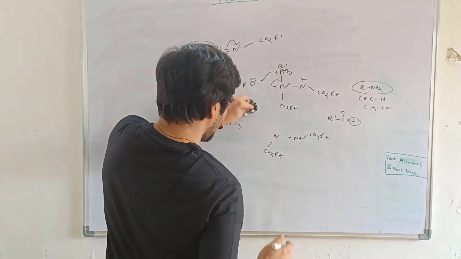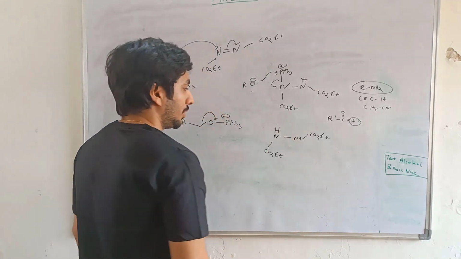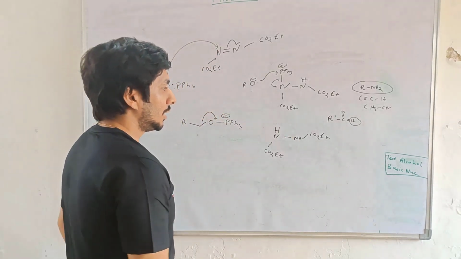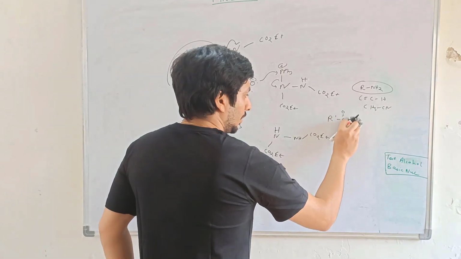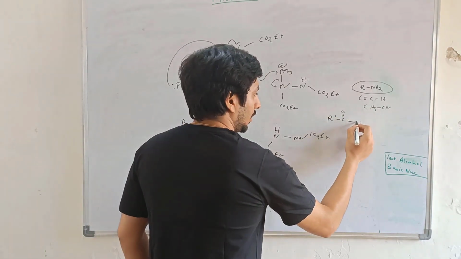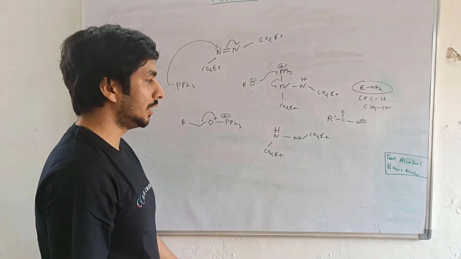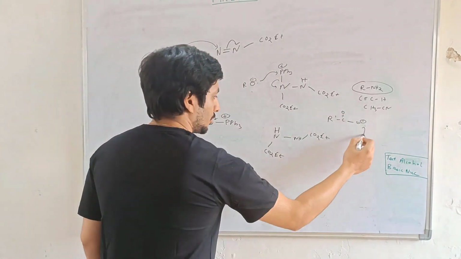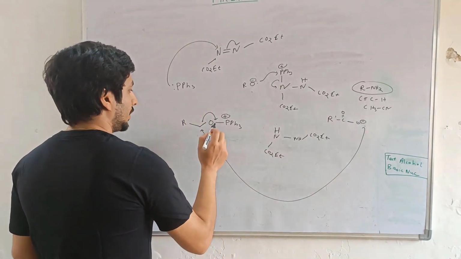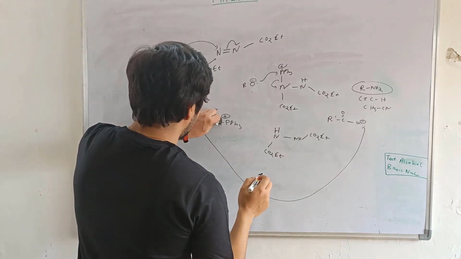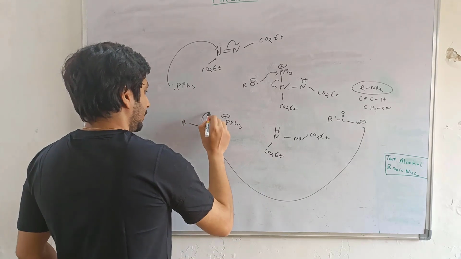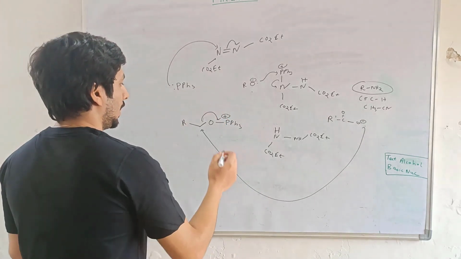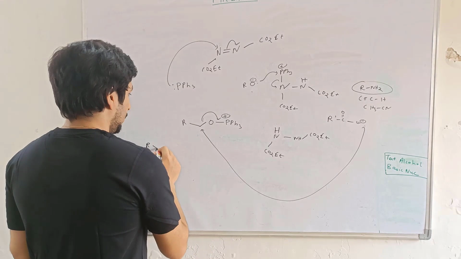Okay, this over here is one of our products, right? The other product is that now we have this as a good nucleophile, and now this O minus over here goes and attacks this carbon. Okay, so you can show it like this. It attacks, and now your triphenyl phosphine oxide is removed as a byproduct. Okay, so now we have this R CH2.